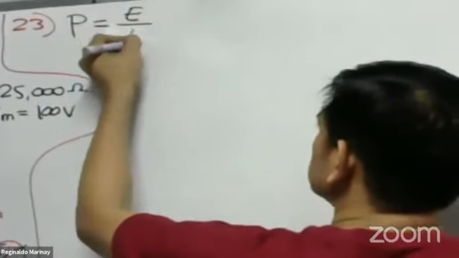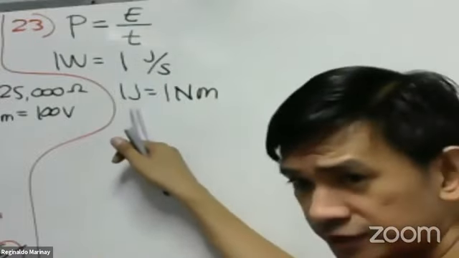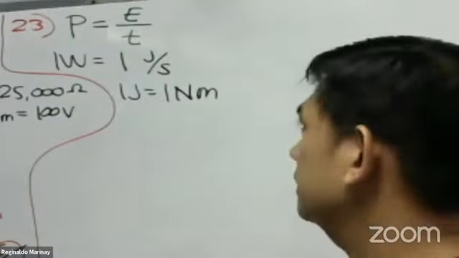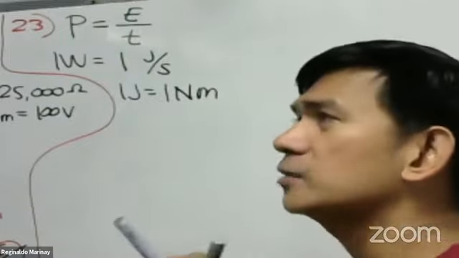And remember that energy is in joule, 1 joule is 1 Newton meter. Please remember this. This is a very basic equation or conversion. 1 watt is 1 joule per second. 1 joule, unit of work or energy, that is 1 Newton meter. Okay, we are asked to find the rate of change of stored energy in the condenser.